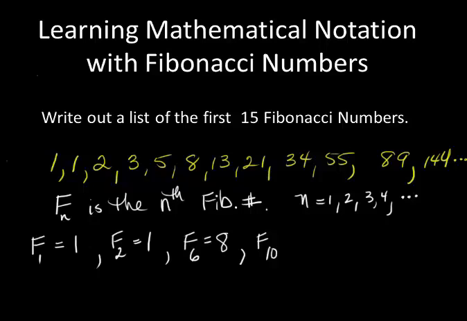Well, how about f10? The 10th Fibonacci number, let's see, there's 3, 4, 5, 6, 7, 8, 9, 10, is 55. Is the equal sign. The 10th Fibonacci number is 55. That's how you read that. It's very important for you to read symbolic notation in sentences in your mind. These are just shorthand notation for full sentences in your mind.